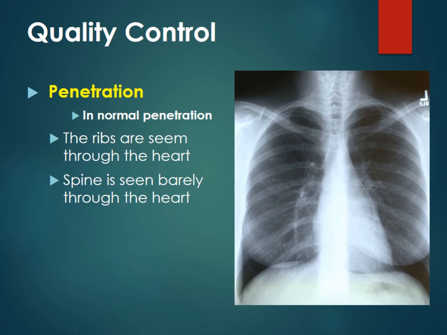If it is a normal penetration film, the ribs are seen through the heart. Here in this X-ray, we can see the ribs. We can see the ribs through the heart. We can see those ribs I'm marking through the heart. And the spine is barely seen. We can only see this initial portion of the spine, but the spine is barely seen here. In this segment, the spine is barely seen through the heart.